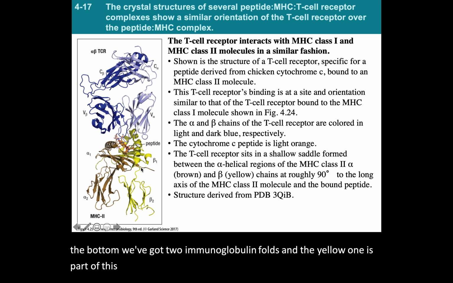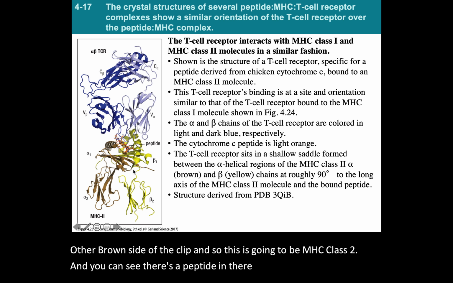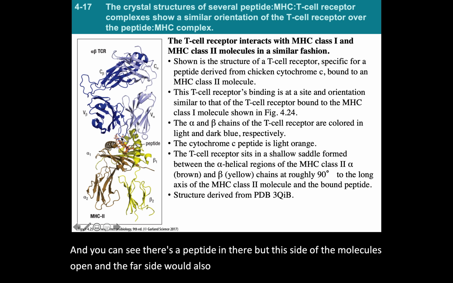Look, there's the floor, and here's our big yellow one side of the clip. Here's our other brown side of the clip. And so this is going to be MHC class 2. And you can see there's a peptide in there, but this side of the molecule is open, and the far side would also be open, although you'd have to rotate that around to be able to see that.